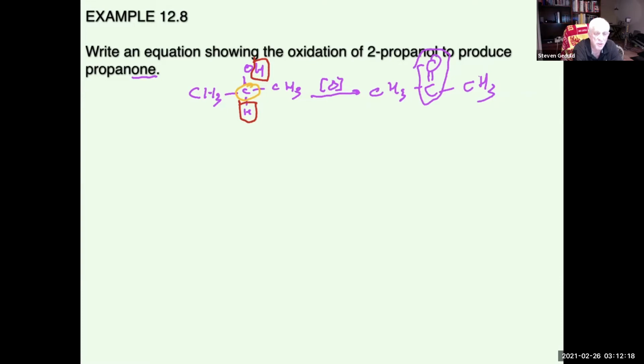You don't need to say 2-propanone because there's no other place that oxygen could be. If it was on the end, it'd be an aldehyde, not a ketone, so it wouldn't be named as a ketone. So it doesn't have to be redundant. You can just put propanone.